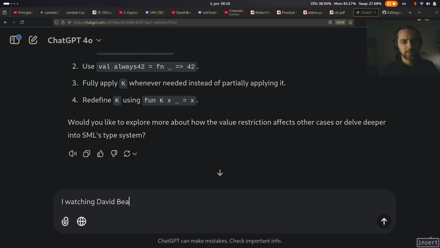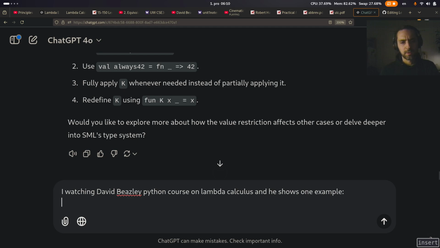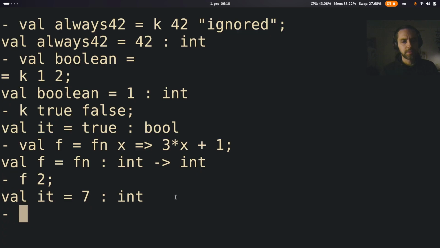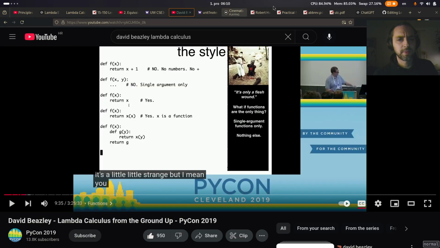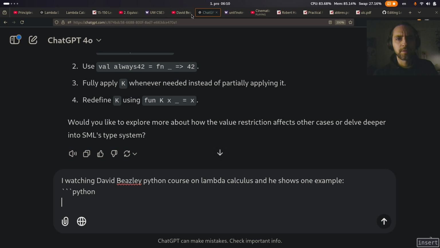David Beazley has a Python course on Lambda Calculus, and he shows one example. So let's do Python.